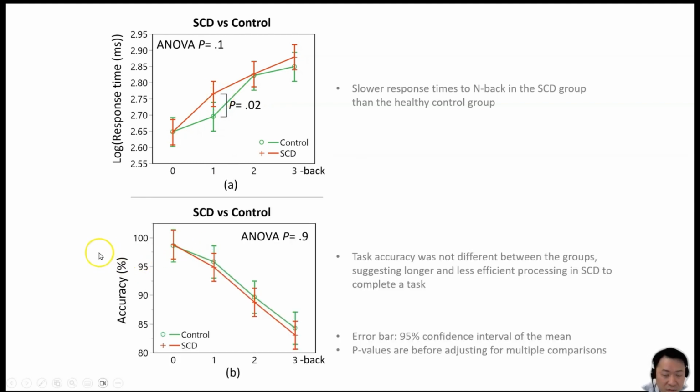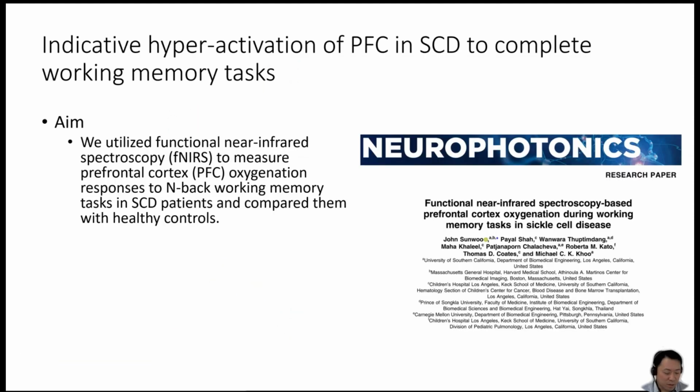And in terms of accuracy, very interestingly, there was no difference between the two groups, suggesting that in sickle cell disease the response time was longer, and for difficult tasks the group required more brain power to do the same task, which may suggest the less efficient nature of processing in sickle cell disease. And this was published in Neurophotonics recently, where we showed the hyperactivation of the prefrontal cortex in the sickle cell disease group while they were completing a working memory task.